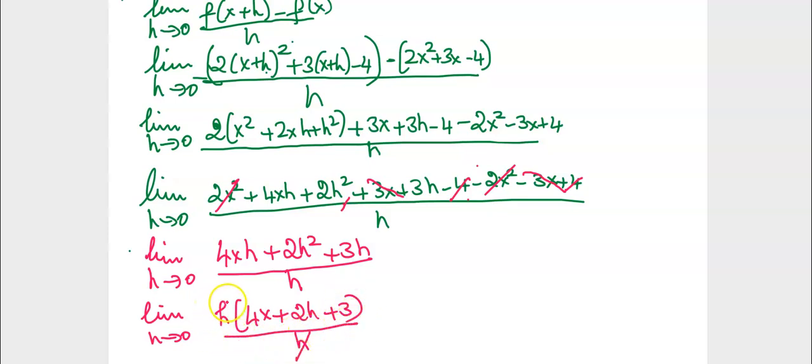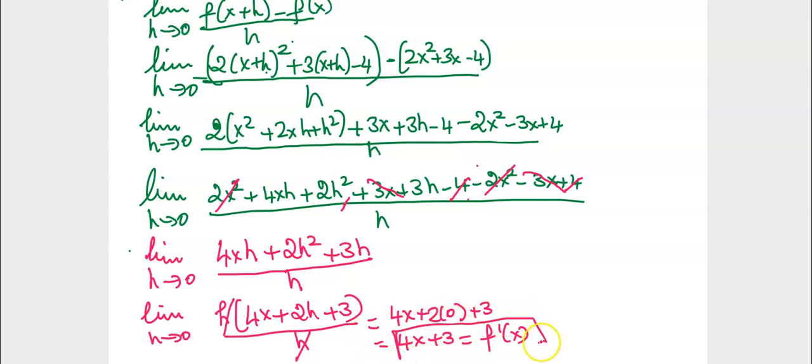Now cancel the common factor and substitute h as 0. The middle term becomes 0. So we get 4x plus 2 times 0 plus 3, which is equal to 4x plus 3. That means f prime of x is equal to 4x plus 3. This is an expression in terms of x.